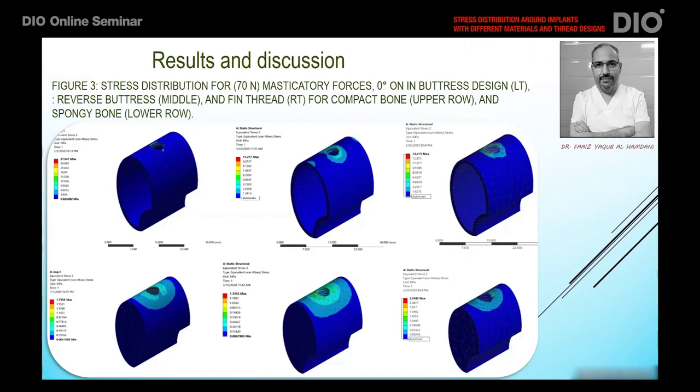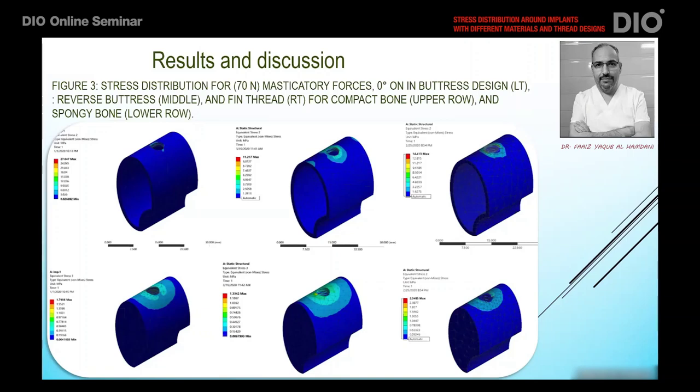Whereas in this study, we have removed the body of the implant and separated the cortical bone and cancellous bone to give the reader or the viewer a clearer idea about the level of stress in addition to the area of stress distribution. We have in the upper row three figures. From the left, the figure represents the buttress design. The middle represents the reverse buttress design, and on the right it represents the fin thread design, which is the standard control model.